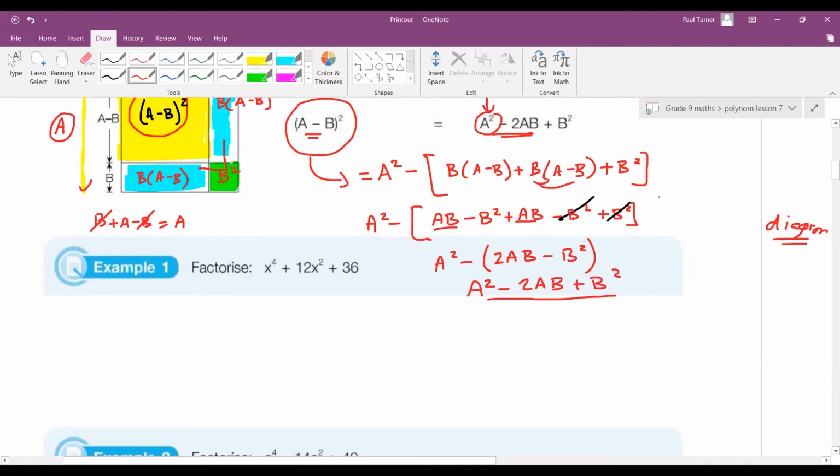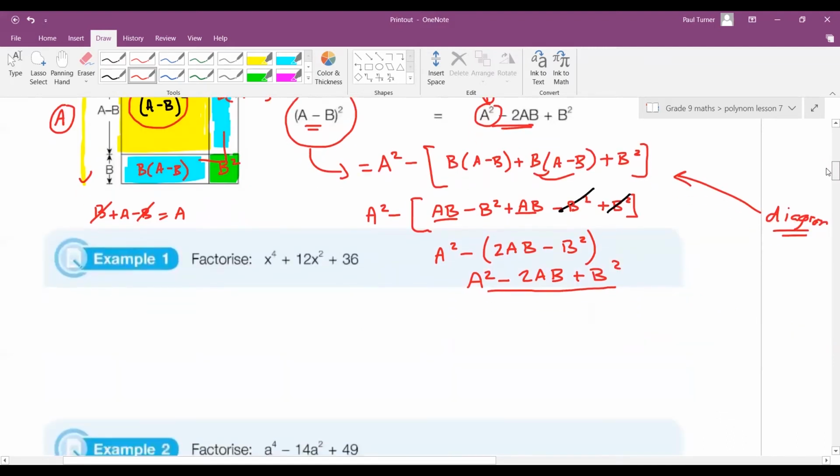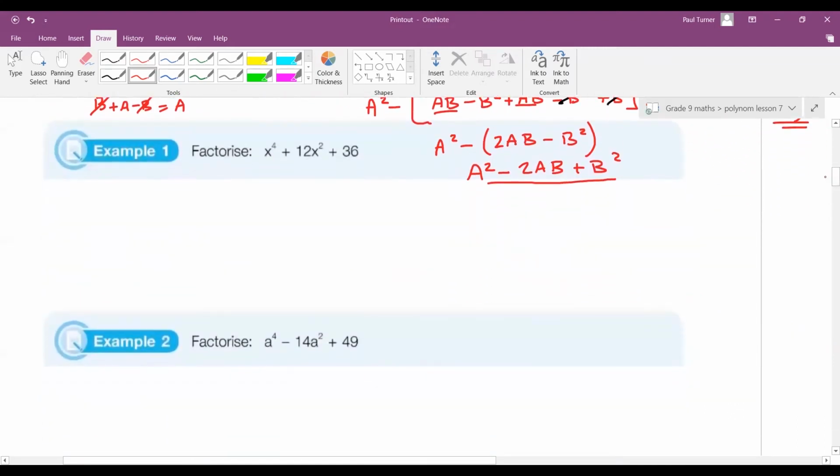So that's obviously a very long way, but this is using a diagram to get the answer. But like I said, you won't need to know how to do that for the exam, but it's just another way to think about the problem. So if you think about areas, we can do many of these problems. Okay, so as an example, look at example 1.